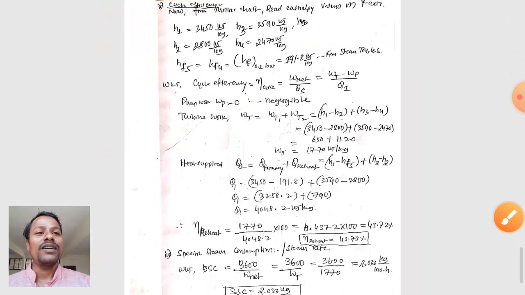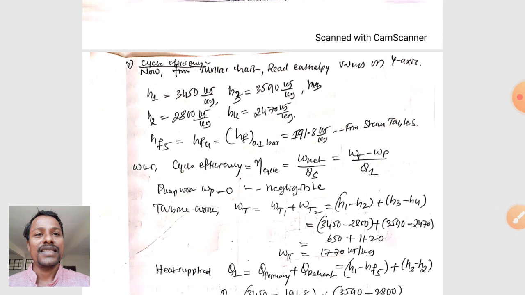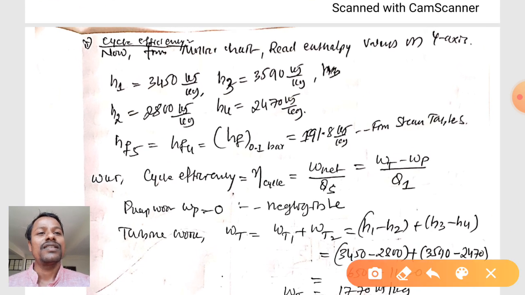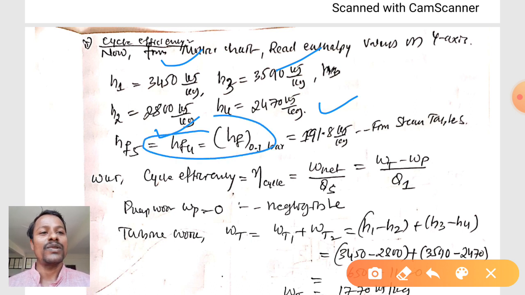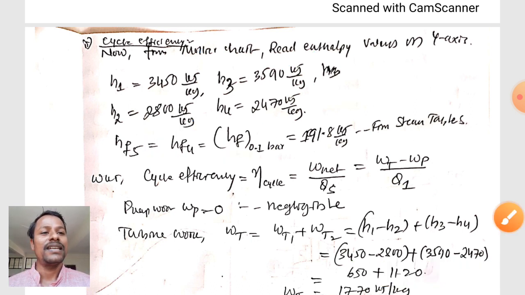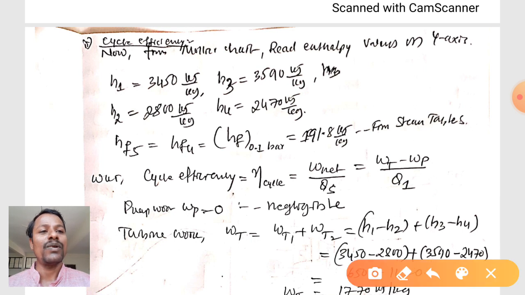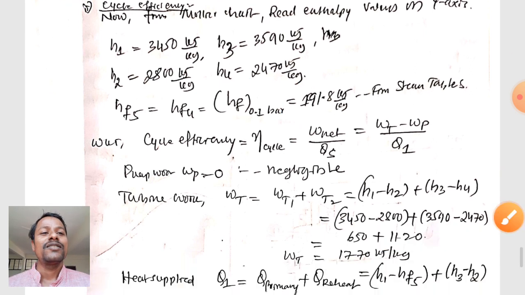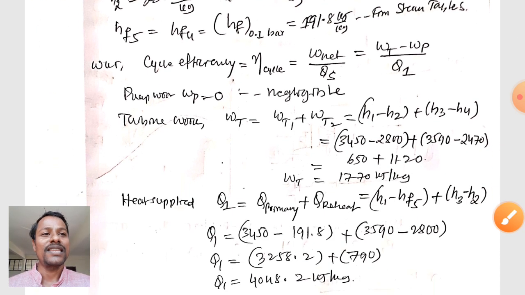So after obtaining the values by following the procedure that is mentioned, we have the values H1 and H2 2800, H3, then H4 we have the values, then HF4, from the steam table we can get HF at 0.1 bar as 191.8 kilojoule per kg. So now we are supposed to calculate the thermal efficiency for this problem.